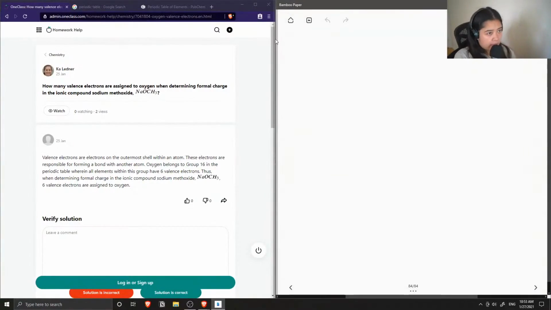Okay, so question number 8. How many valence electrons are assigned to oxygen when determining the formal charge of the ionic compound sodium methoxide? Okay, so let's try to draw the structure for sodium methoxide.